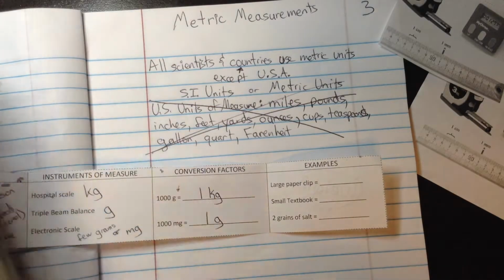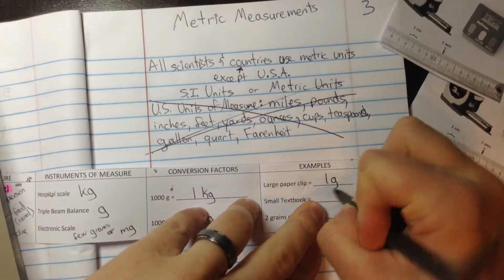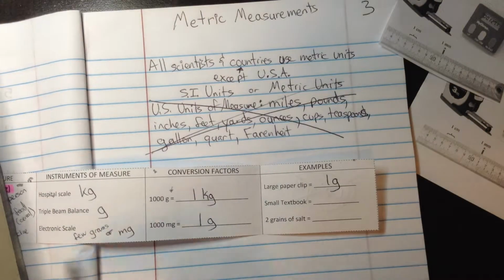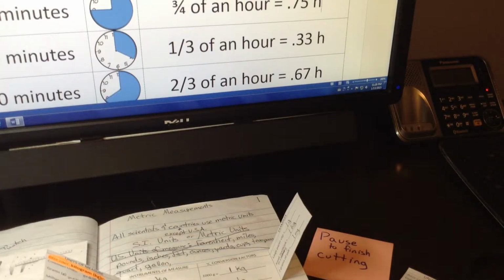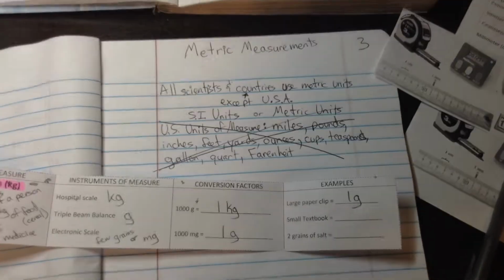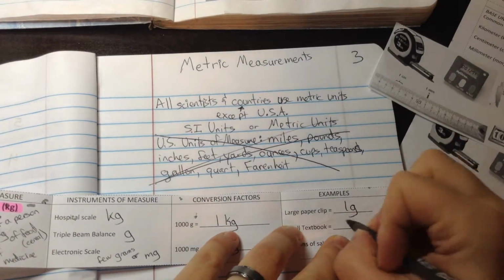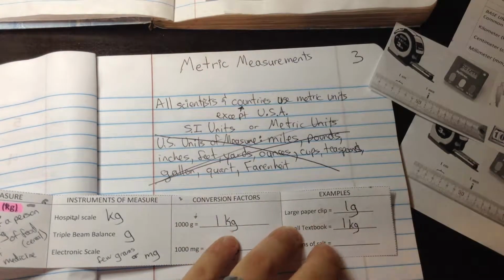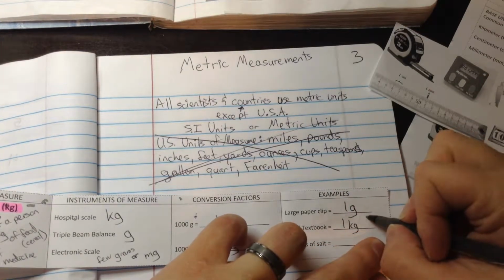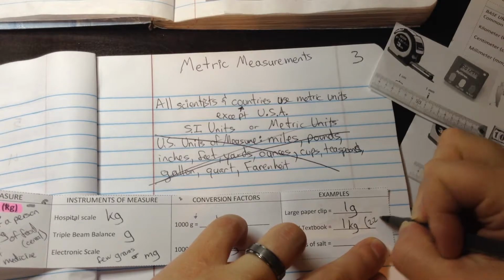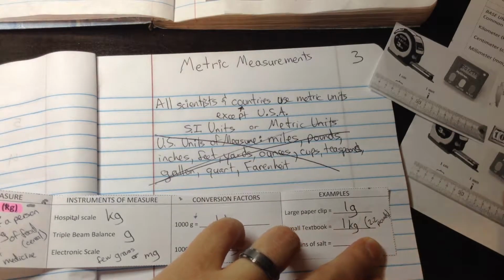Okay, so 1 gram. A small textbook. Let me give you an example. Here we go, I got a textbook on Shakespeare. It's not super big. That is about 1 kilogram. And to help you out there, that's 2.2 pounds. That might be a little bit more helpful.